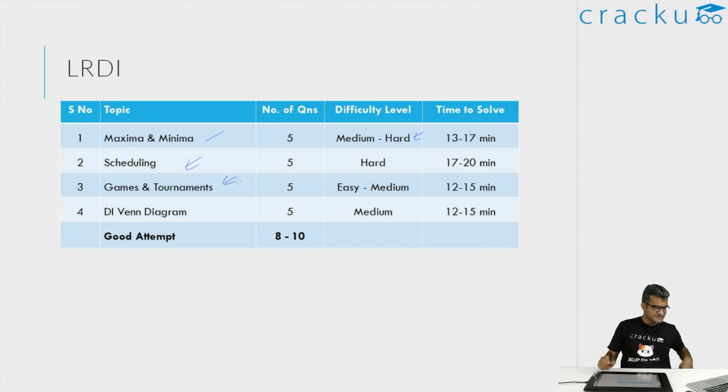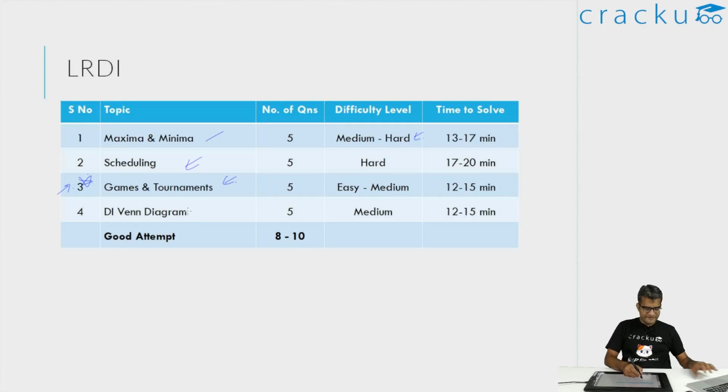There is one set which is games and tournaments. This I think was definitely the easiest set out of the 4, and individual questions can be answered in this. That also I felt was interesting, because at least 2 or 3 questions are fairly straightforward. Nothing tricky in this. It is just some calculations and some numbers, but this is a set you should definitely attempt.